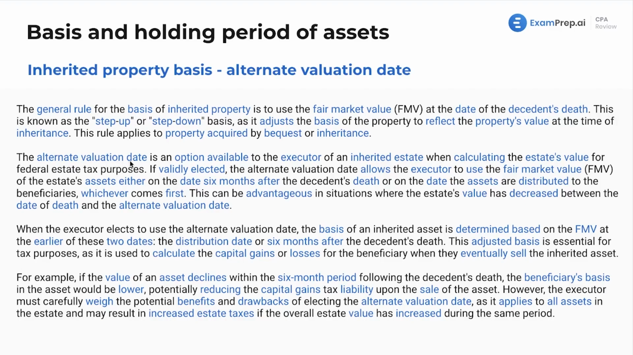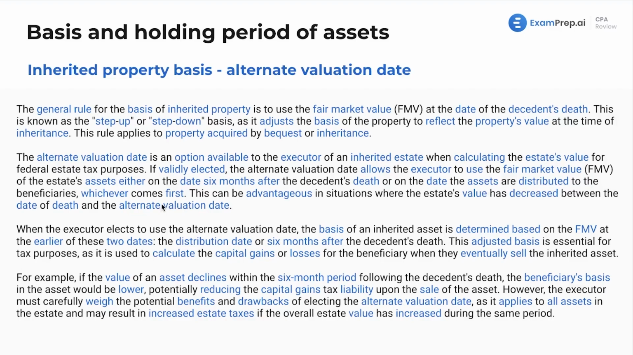Now, we've got this alternate valuation date. It's an option available to the executor of an inherited estate. So just think of this person as kind of maybe like a lawyer, or the person dealing with the inheritance and the estate and the will and all of that, calculating the estate's value for federal tax purposes. If it's validly elected, the alternate valuation date allows the executor to use the fair market value of the estate's assets either on the date 6 months after the decedent's death or on the date the assets are distributed to the beneficiaries, whichever comes first.